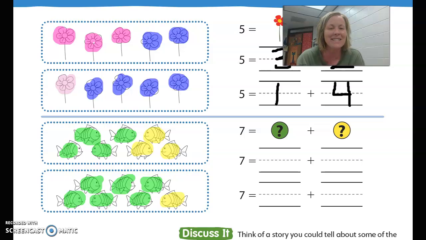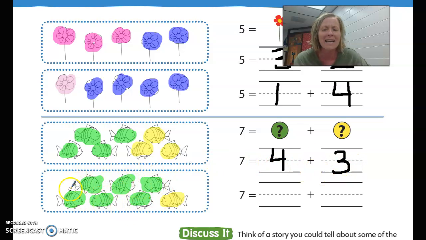Hey boys and girls, did you get those fish all colored and did you get your number sentences written? So I colored my fish, but I thought you can help me write my number sentences. So let's look in my first picture. How many green fish do I have? 4. How many yellow fish do I have? 3. So 7 equals 4 plus 3.